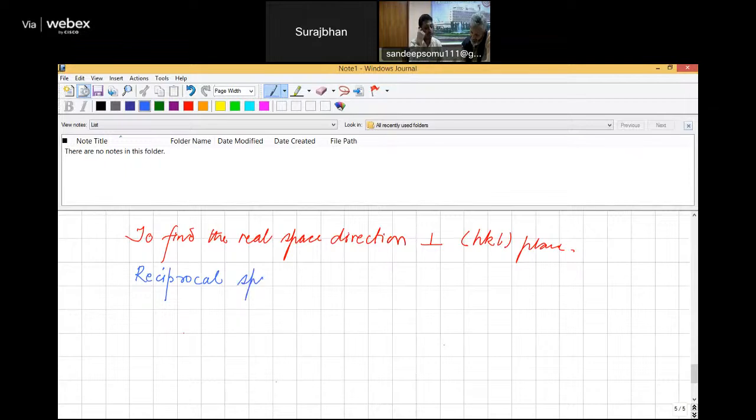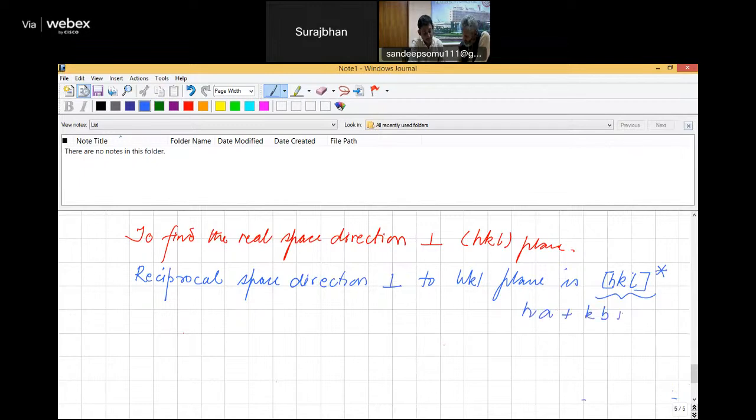So the reciprocal space direction perpendicular to the HKL plane is HKL. Not in real space, but in reciprocal space, so let me put a star. So the same numbers, but in the reciprocal space. That means it is not Ha plus Kb plus Lc, but this vector is now Ha star plus Kb star plus Lc star. We are happy with that.